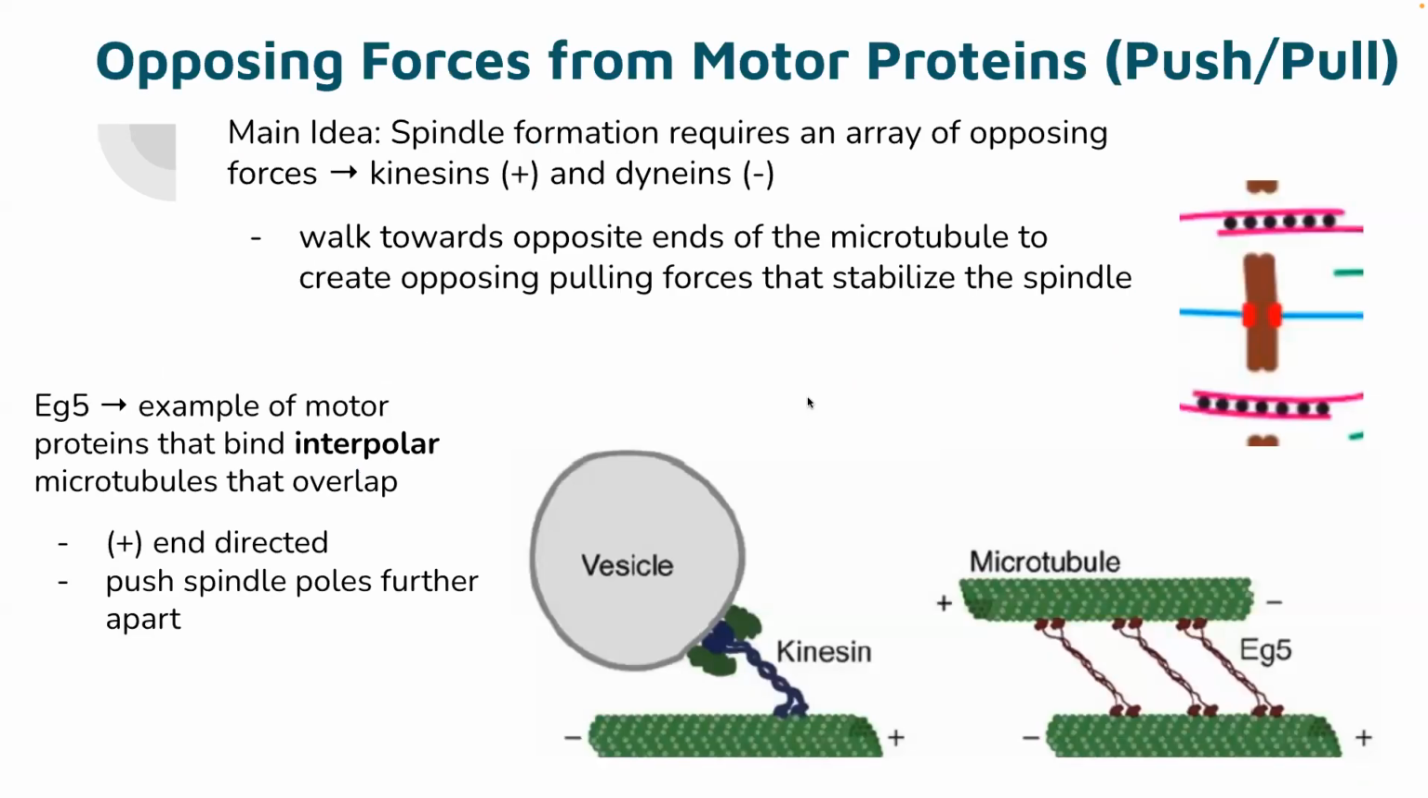So opposing forces from motor proteins, push and pull forces, are at work during spindle formation. Spindle formation requires an array of opposing forces, where kinesins are plus end directed and dyneins are minus end directed. So they walk towards opposite ends of the microtubule to create opposing pulling forces that stabilize the spindle. EG5 is an example of a motor protein that binds interpolar microtubules that overlap. They're plus end directed, and they push spindle poles farther apart.